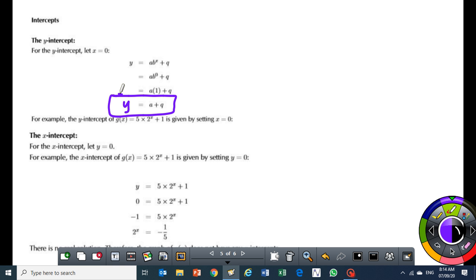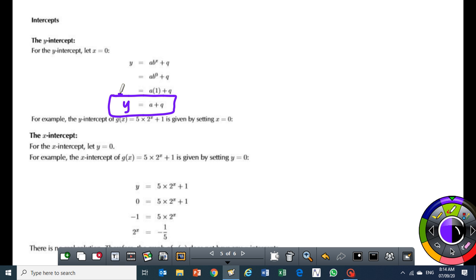If q is not equal to 0, then it means you just add the value of a plus the value of q. Remember, the a can be negative, the q can be negative as well. So the general equation of the y-intercept is y equals a plus q.